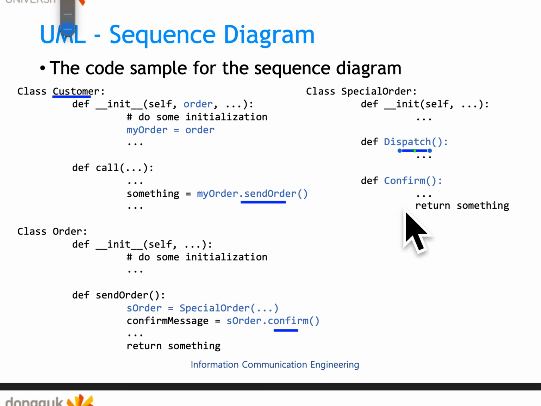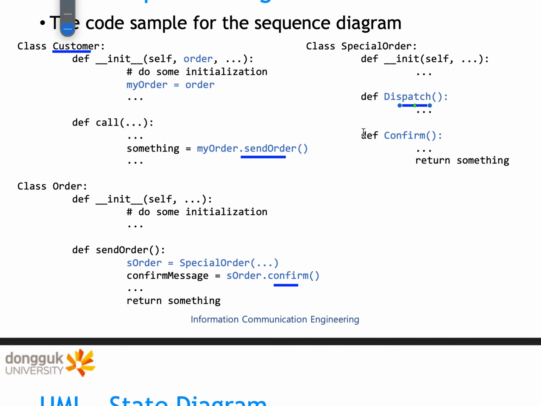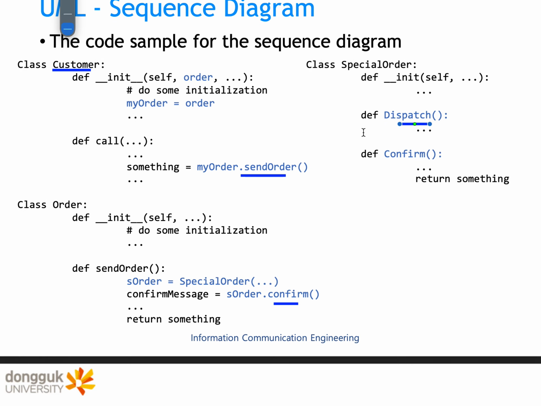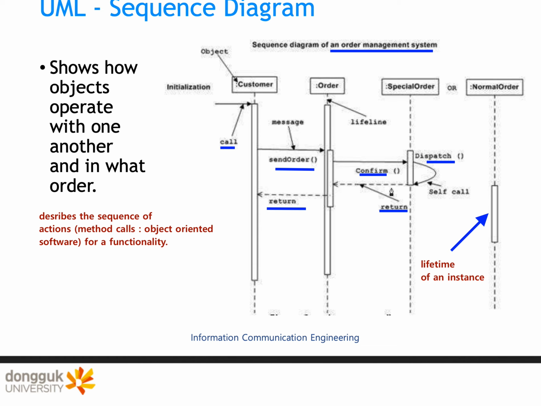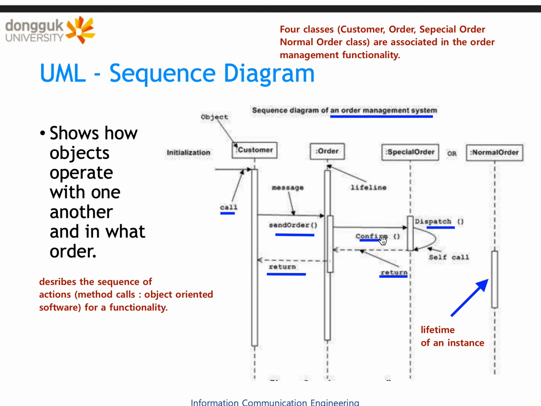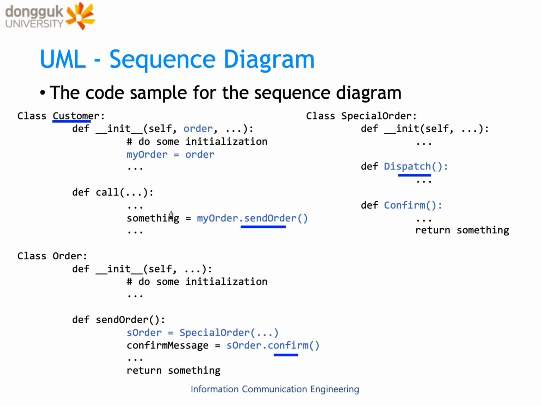Okay, so to learn some functionality like send order, in an object-oriented system you have multiple method calls to learn one functionality like here, and this sequence diagram describes this kind of thing. So if you create a sequence diagram before you start coding, this diagram helps to design this kind of code.